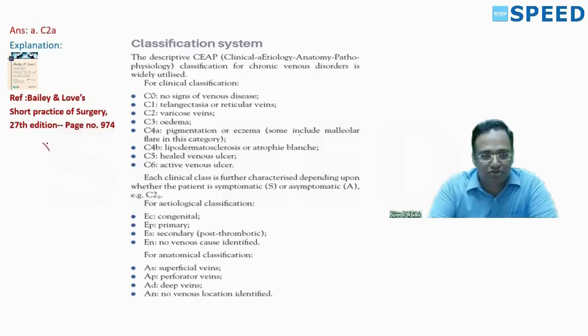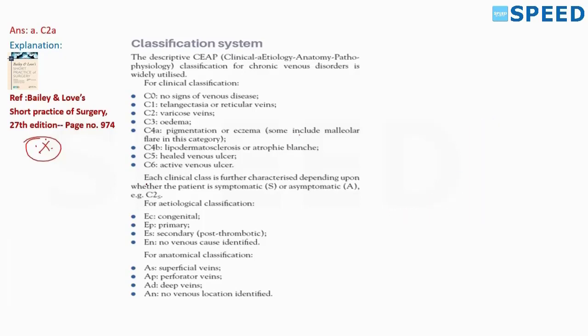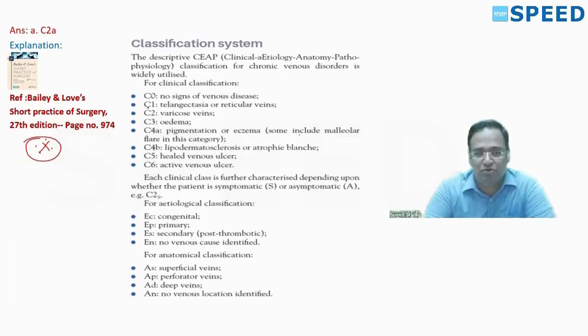Short question, very, very important area. This is an expected question for your entrance, and this was also asked in the previous NEET 2021. So this becomes a detailed discussion. C0, no signs of venous disease. C1, telangiectasia or reticular veins. C2, varicose veins. C3, edema. C4A, pigmentation or eczema. C4B, lipodermatosclerosis. C5, healed venous ulcer. C6, active venous ulcer.